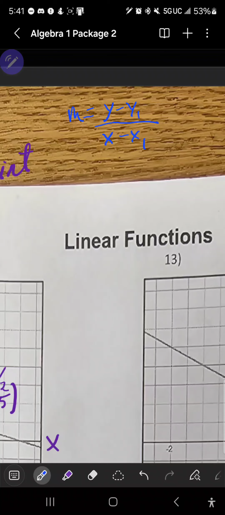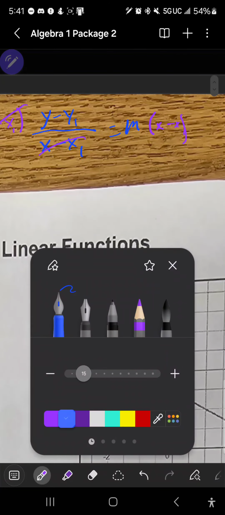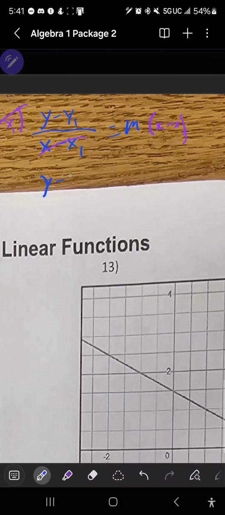Now I multiply both sides by x minus x1, and this cancels, so I get that y minus y1 is equal to m times x minus x1.